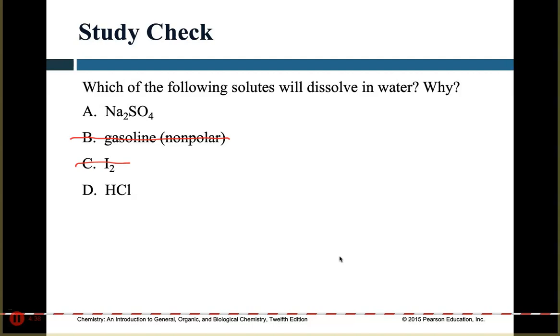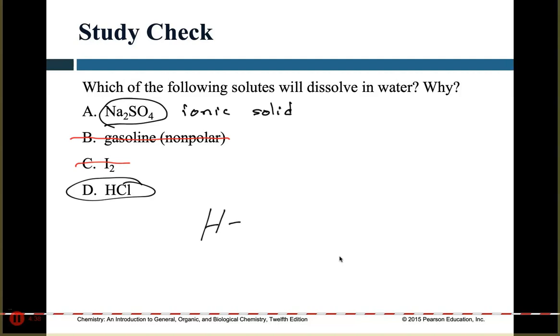So sodium sulfate, that's an ionic solid. We don't, for this class, delve deep into what compounds will be soluble and what won't be when they're ionic. Just know that some are soluble, some are not. This one is going to be soluble, so that will definitely dissolve in water. And then HCl. This is a little bit simpler. We don't need to know exactly if it's soluble or not in water.